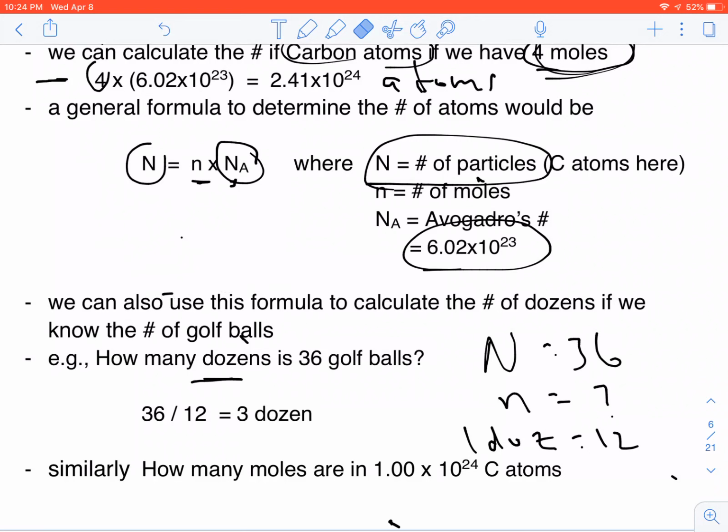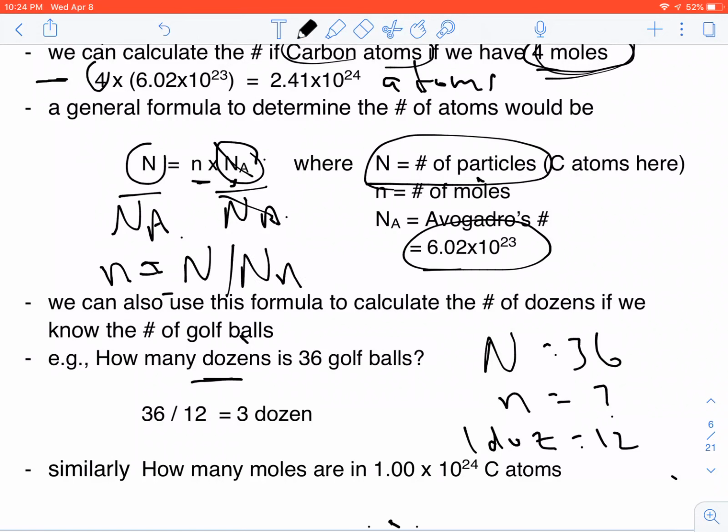I'm going to take this side and divide it by NA. And I'm going to take this side and divide it by NA. Because whatever I do to one side, I have to do to the other side. Oh, but on the right side, I have NA over NA, so these two are going to cancel out. I'm going to be left with just little n on this side. And on the left side, I get big N over NA. So what that's really telling me is that little n is equal to big N divided by NA. Right? Little n is equal to big N over NA.